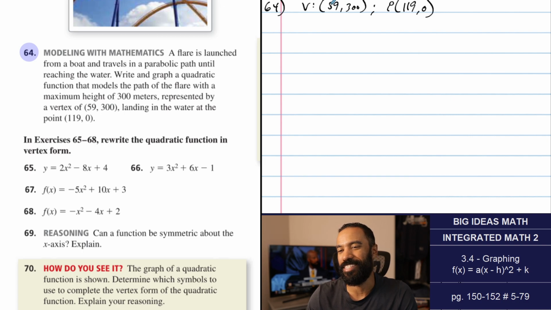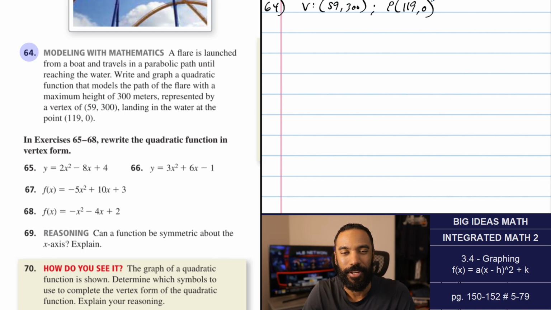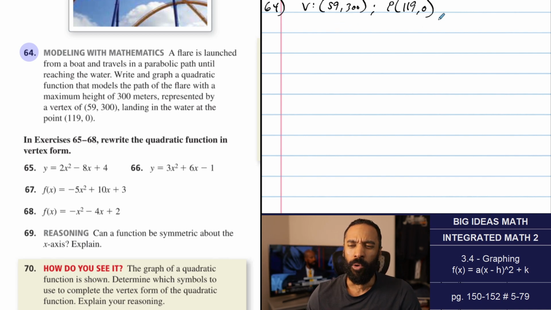From 59 to 119 is 60. So we go over 60. Normally we'd go up 3,600, but now we're going down 300. So it'll be negative, I guess negative 1/12. We'll see if I get A of negative 1/12.